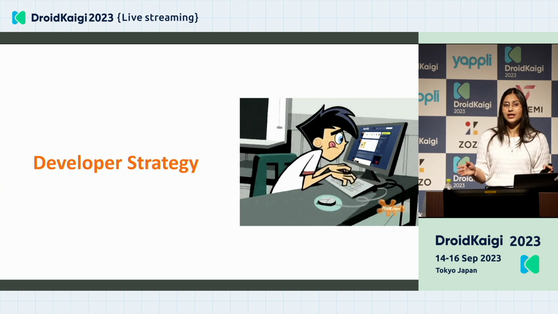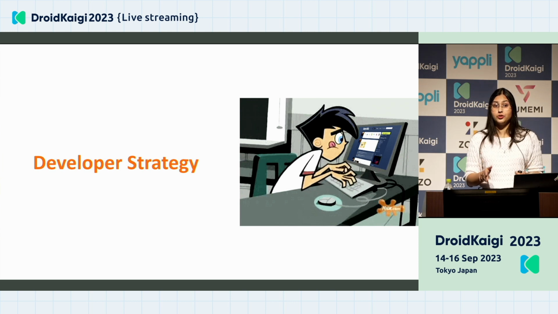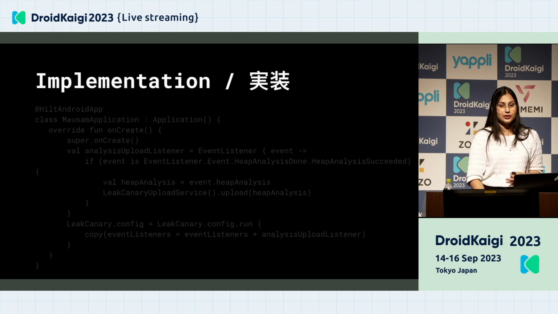So why not add LeakCanary 2 into your development cycle itself. Let's see a bit of code here. Let's try to wire it into the development cycle. As I mentioned, LeakCanary 2 has simplified access to the heap analysis process. So now we're going to use it and implement a listener to the entire heap analysis process.